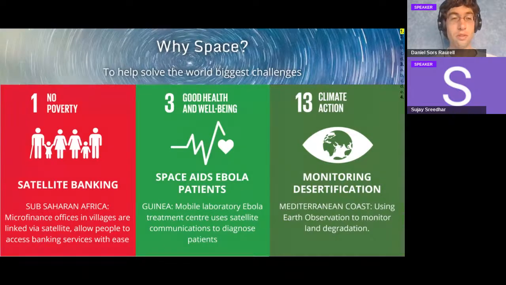Some of the examples for these are the ones that you see here: to reduce poverty, to improve health, and obviously to monitor and support reducing the impact of climate change. So these are just 3 examples of this, but there could be many more.